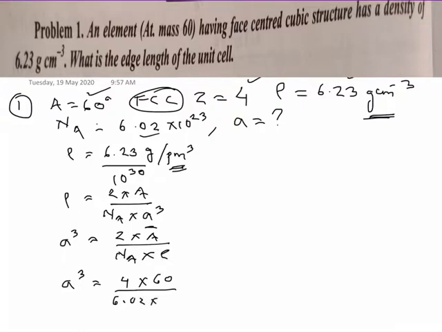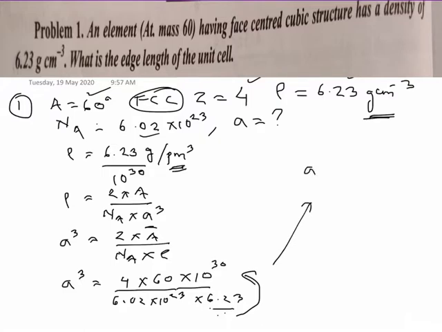6.02 into 10 to the power 23. This is your Avogadro's number, and into density, and density is given as 6.23 divided by 10 to the power 30. So instead of writing this divided by 10 to the power 30, let me take that up and write 10 to the power 30 there on the top. Actually 6.23 is divided by 10 to the power 30, and that much gram per picometer cube. But I'm going to take that 10 to the power 30 up and write it down. So in that case now your A cube will come.